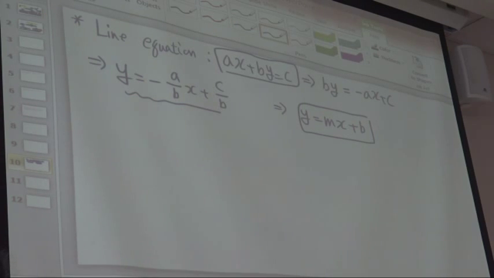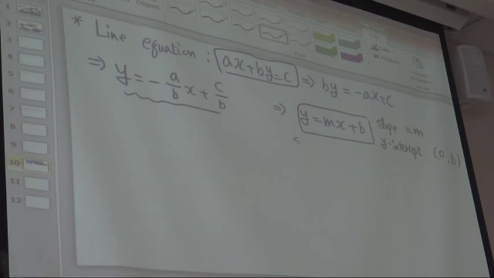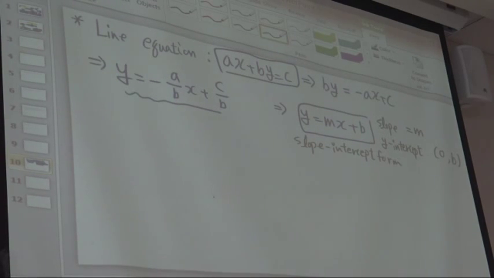Let's assume that we have this format. And from this, what I can tell is we can tell the slope of the line equation, or the straight line. The slope is m. And slope tells us the steepness of the line. And then this b is the y-intercept. The y-intercept is when the x value is equal to 0. So when you plug in x equals 0, we get y equals b. So the y-intercept is (0, b), and this form is called the slope-intercept form. So we have one form which is standard form, and we have another form which is the slope-intercept form.